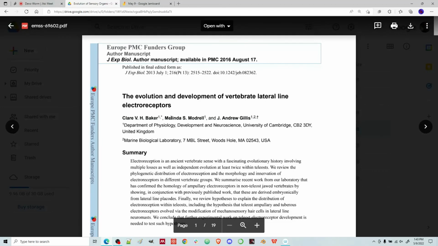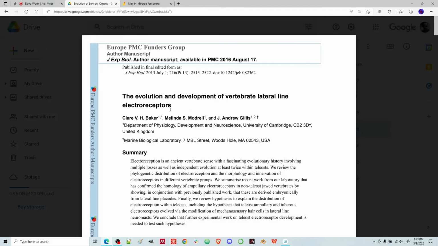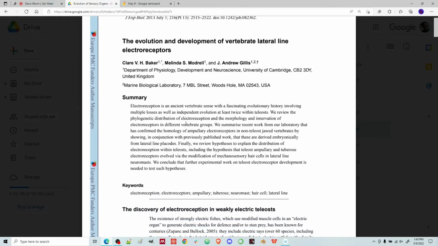And this one is now more about the receptors themselves. So this is the evolution and development of vertebrate lateral line electroreceptors. And this is a type of sensation called electroreception. And this is actually basal to vertebrates. In other words, it's at that common ancestry of all vertebrates. And it's been lost in some vertebrates. It's been enhanced in other vertebrates. So you see this a lot in teleosts, which are bony fish. You see a lot of independent evolution of this.